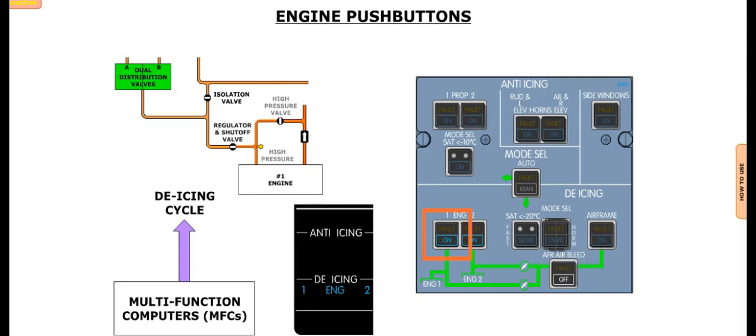the MFC is signaled to initiate a de-ice cycle, the cyan on caption illuminates, and a cyan engine message is displayed in the de-icing part of the memo section of the MFD. When the engine push button is released out, the on caption extinguishes, and the associated de-ice valve closes.